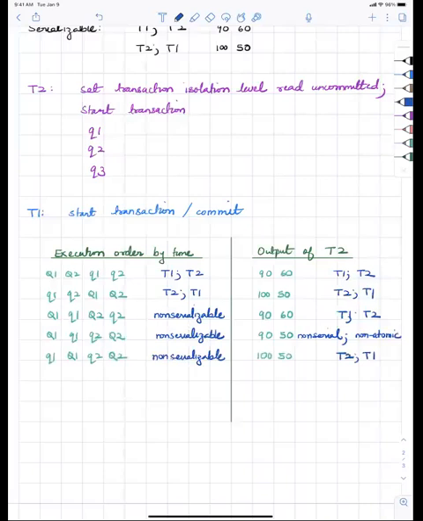Okay, and then the last one is Q1, Q1, Q2, Q2. Okay, so again, this is non-serializable.